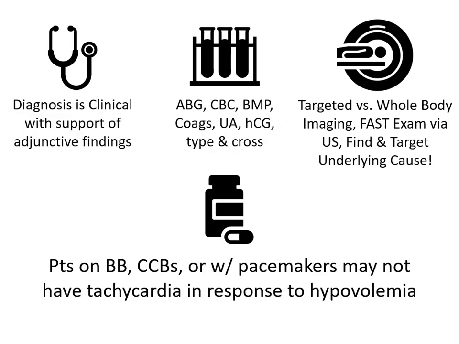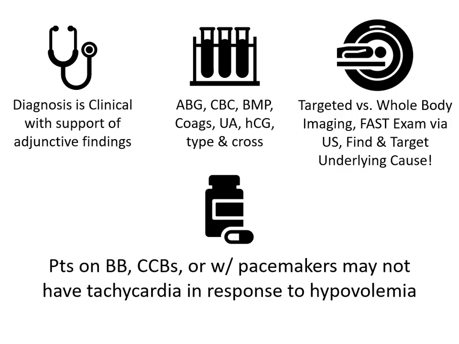The diagnosis of hypovolemic shock is clinical with the support of adjunctive findings. It's important in these patients to check an ABG, CBC, BMP, coags, urinalysis, a pregnancy test, and type and cross. As far as imaging is concerned, it's debatable whether or not to use targeted versus whole body imaging. A FAST exam can be performed via ultrasound to look at key areas to identify hemorrhage. The purpose of the diagnostic workup is to find and treat the underlying cause.